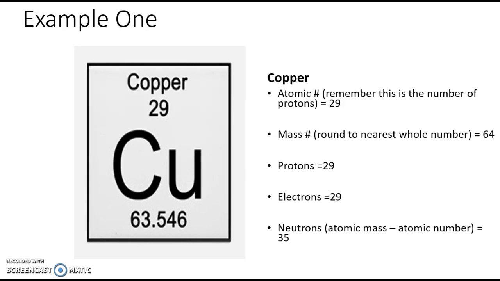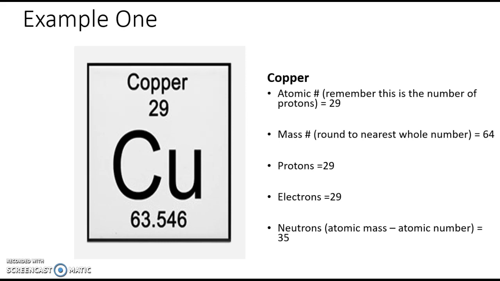Protons. We know the number of protons because it is the atomic number. Protons are equal to 29 because the atomic number is 29. Electrons. How do we find the number of electrons looking at that picture of copper? It's easy. Electrons are equal to protons. So we have 29 electrons.